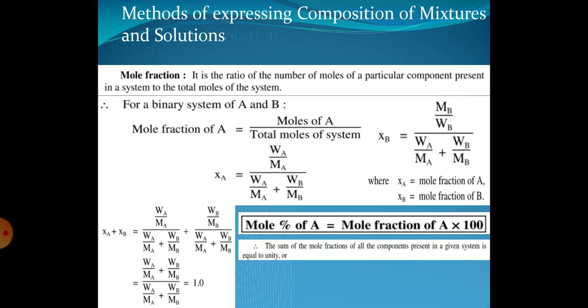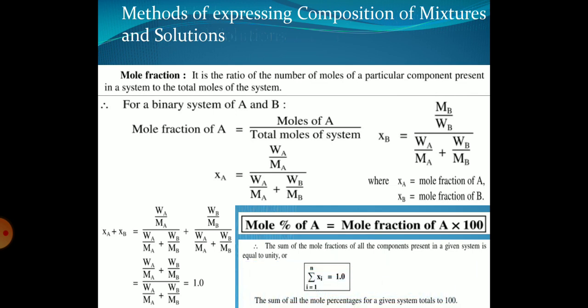Sum of mole percent, weight percent, mass percent, volume percent will be equal to 100. Similarly, sum of mole fraction, volume fraction, mass fraction will be equal to 1. So, we can say that the summation i equal to 1 to n of xi, that is mole fraction of all components, will be equal to 1. The sum of all the mole percentage of a given system totals to 100.